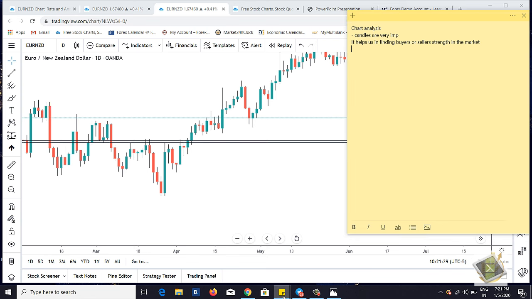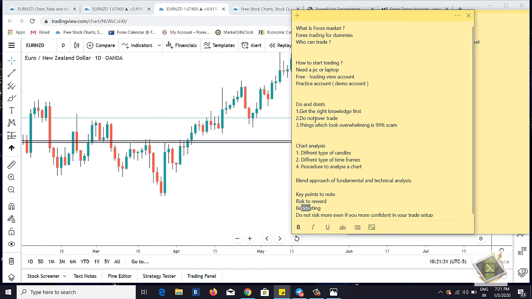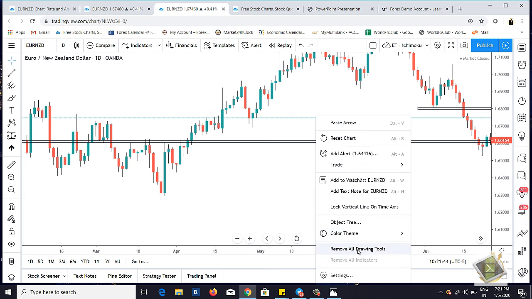Okay, so the next point, let me open this. So, next, how to start trading? You need a laptop, I told you. Then chart analysis. Okay, so the next point is how to understand different time frames. I'll just remove all the drawing tools.